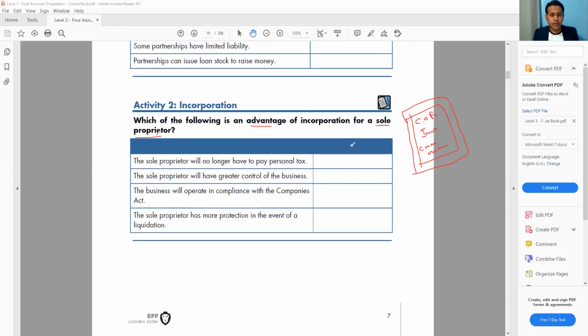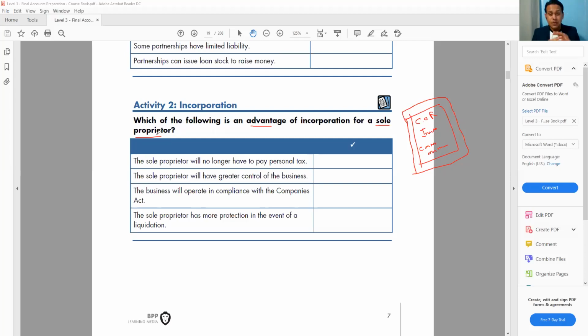Which of the following is an advantage of incorporation for a sole proprietor? Sole proprietor, like let's say sole trader. You are a sole trader, and what is the advantage for you to make your company incorporate in Companies House? So getting a certificate of incorporation.